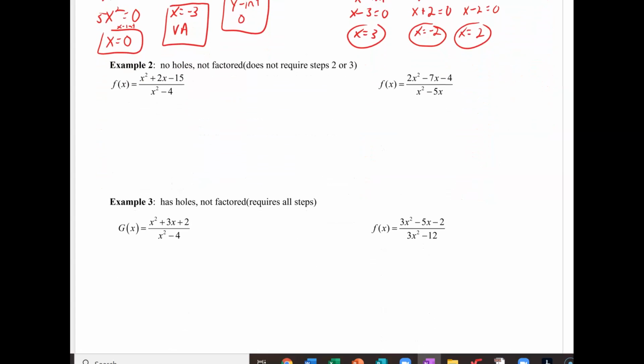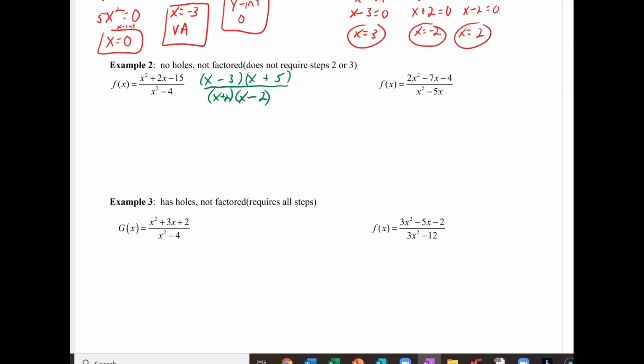So these two are not factored, so let's start out by factoring this first one. We're going to write x squared plus 2x minus 15 as a set of 2 factors, and that's going to be x, and 3 and 5 will work, so it's going to be x minus 3 times x plus 5. And then in the denominator, it's going to be x plus 2 times x minus 2. And then, other than that, the process is exactly the same.